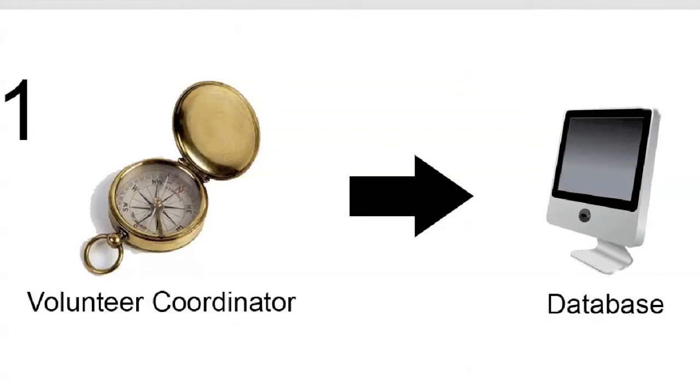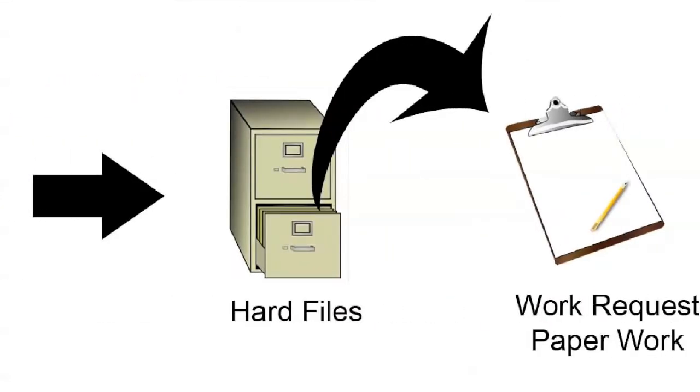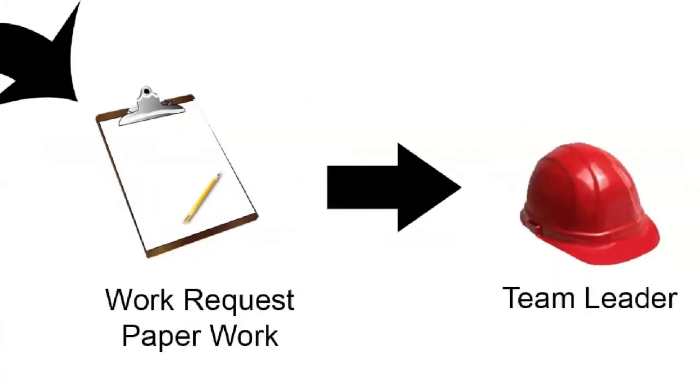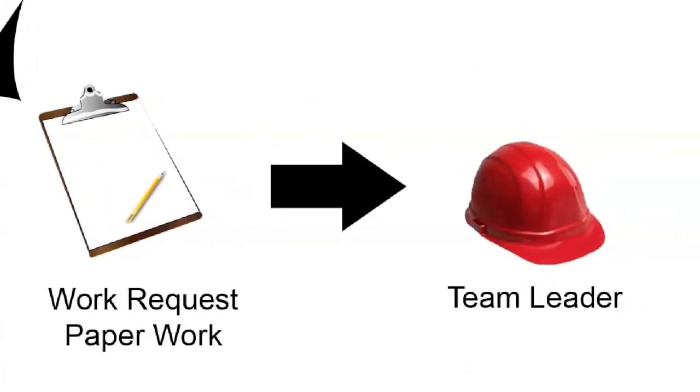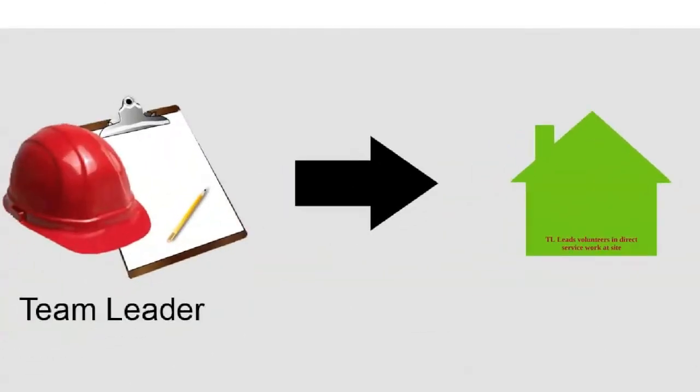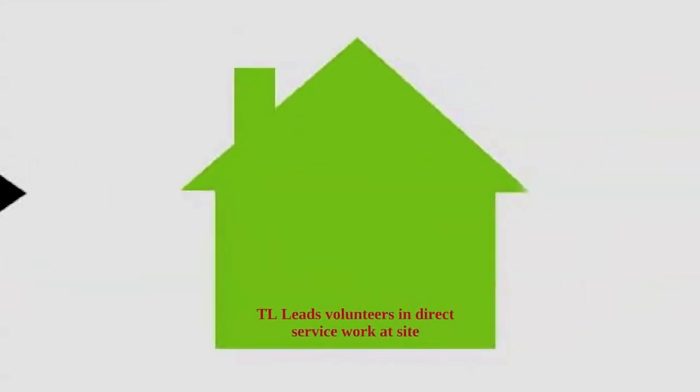The volunteer coordinator goes to the database, pulls up a file, pulls up the hard copy of that file of someone that needs assistance, and transfers that paper copy to our team leader. The team leader takes that clipboard and request and brings the team of volunteers into the field to the site to perform the work that is requested.